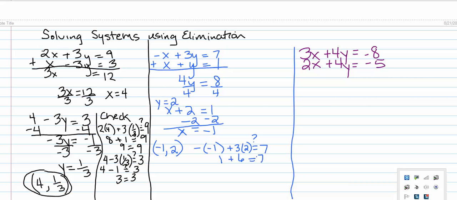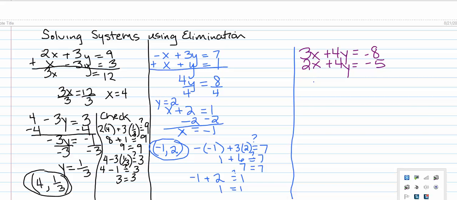Yes, it does. How about in the second equation? Negative 1 plus 2, does that equal 1? Negative 1 plus 2 is 1. Does 1 equal 1? Yes, it does. So we know that this is the one and only point that works in both of those equations. There would be no other combination of points that would work in both of them.